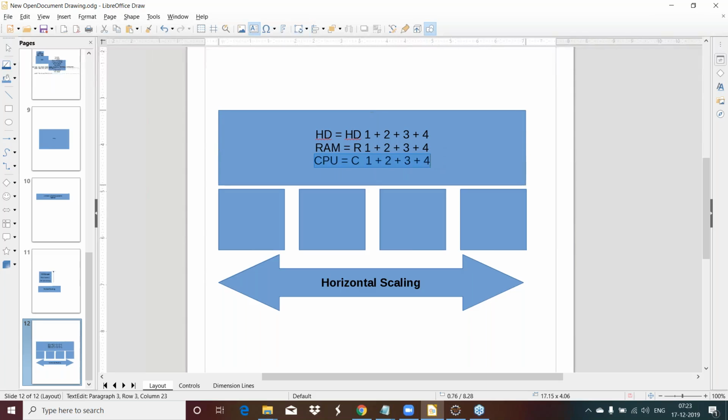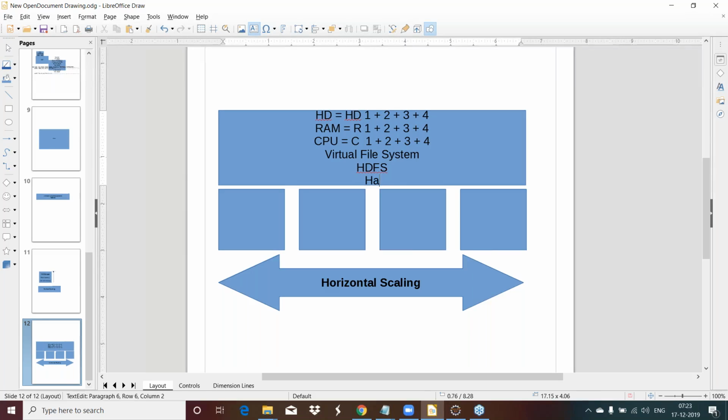This is not a physical machine, so this is basically a virtual file system. This virtual file system is referred to as HDFS, and the full form is Hadoop Distributed File System.